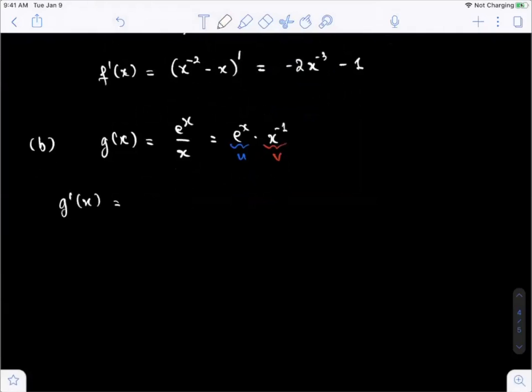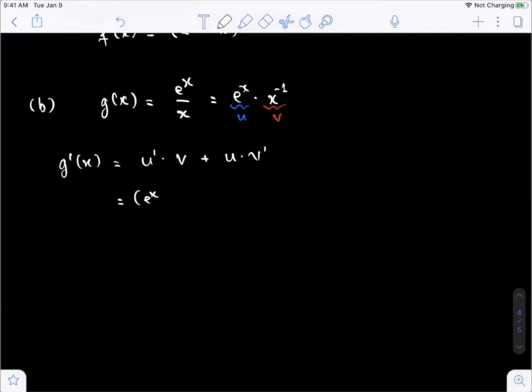You can use the quotient rule, it's up to you. I just want to introduce to you that there are other ways to approach a problem. You can use the quotient rule, or you can rewrite the function and use the product rule. For the product rule, you have u prime times v plus u times v prime. Or this is e to the x prime times x to the -1 plus e to the x times x to the -1 prime.